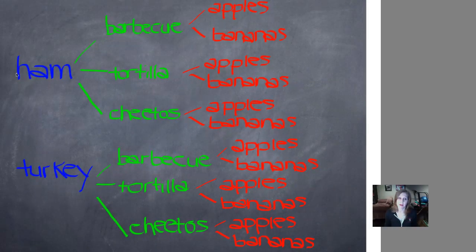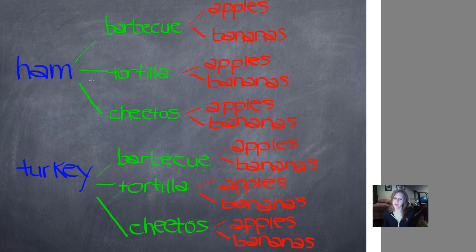Let's check it out. So I started out by writing down the 2 types of sandwiches they can choose from, ham or turkey. And then next to each sandwich, I listed the 3 types of chips, barbecue, tortilla, and Cheetos. Next to each type of chip, I listed the 2 types of fruit, apples and bananas. You can see that repeated for each choice of potato chip.